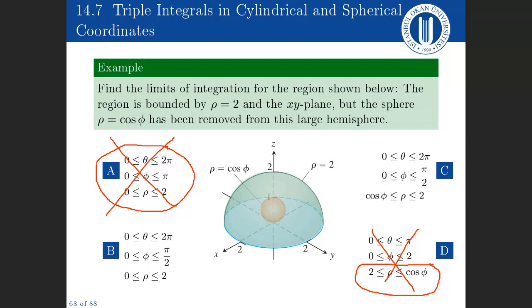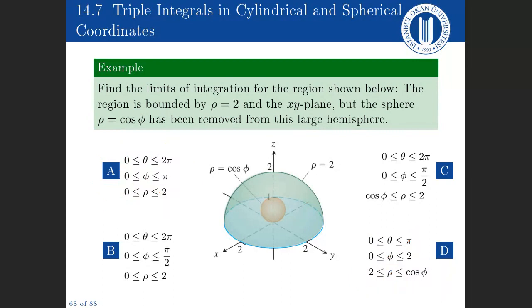I misspoke earlier when I talked about A. I said if the sphere wasn't missing, it would be A. A is wrong, but for a different reason. A talks about phi being between 0 and pi. 0 is straight up and pi is straight down. So A would be the whole sphere. So it's not A for that reason. And it's not D because we can't have cos is bigger than 2.